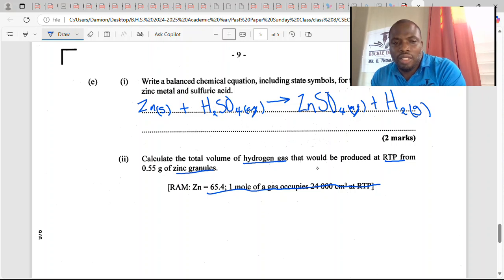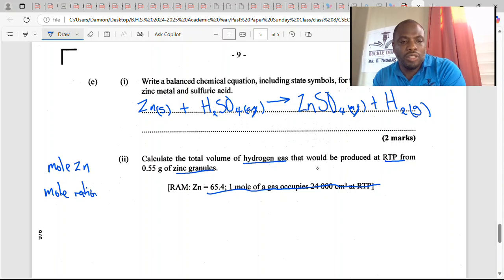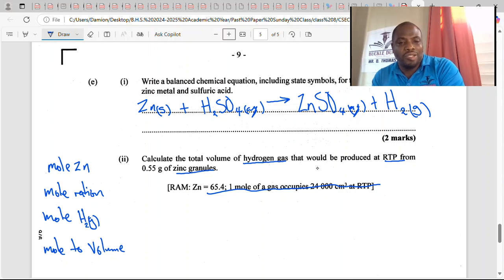If we can determine the mole of any compound, we can use it to find the mole of another compound, using the mole ratio. So what are the steps we're going to do? We want to find the mole of zinc. Then use the mole ratio to find the mole of hydrogen gas. When we find the mole of hydrogen gas, we convert mole to volume of gas, and we would have been done. So let's go.